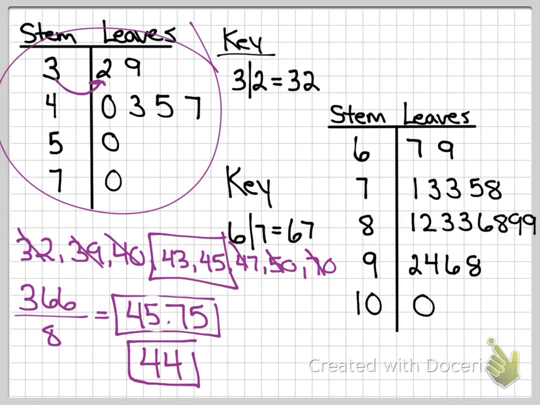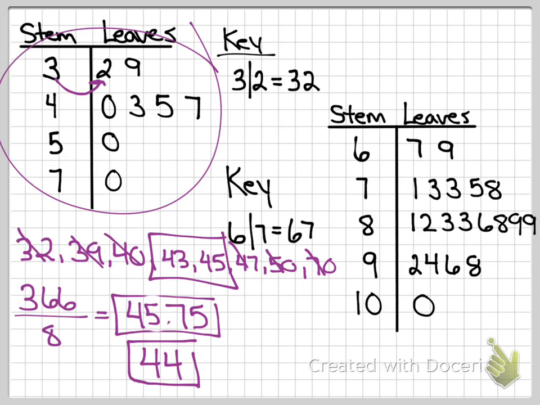Do I have a mode? Do I have a number that occurred more than once? So I'd say no mode, and what's my range? 32 to 70. 70 minus 32, which is 38. So 38 would be my range.